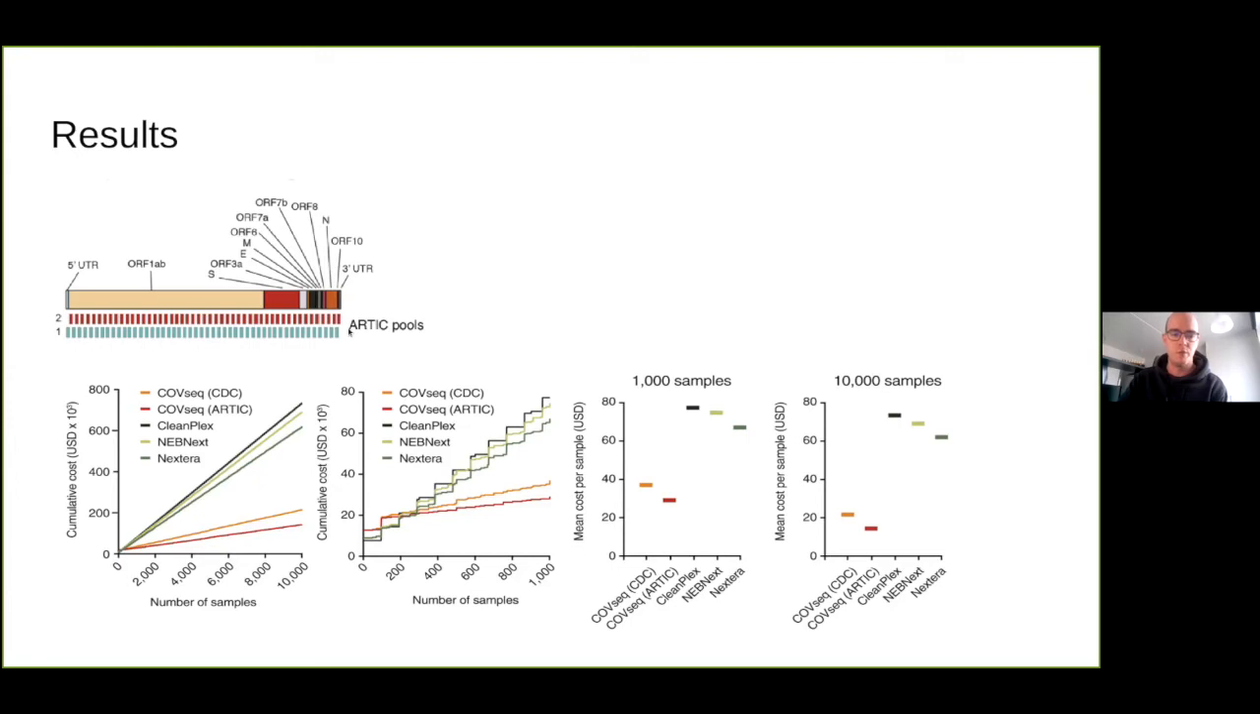Instead of using the CDC primer pools, we used Arctic, which only uses 2 primer pools and is cheaper. And then we show here basically the cost of COVseq compared to 3 different methods: CleanPlex, NetNext, and Nextera. And you can see that COVseq is just way more cost efficient. This is obviously a large number of samples, but even if you go to around 200 samples, it's already cheaper. And if you go all the way, it would come down to approximately $14 to $16 US per sample, compared to over $60 US per sample.